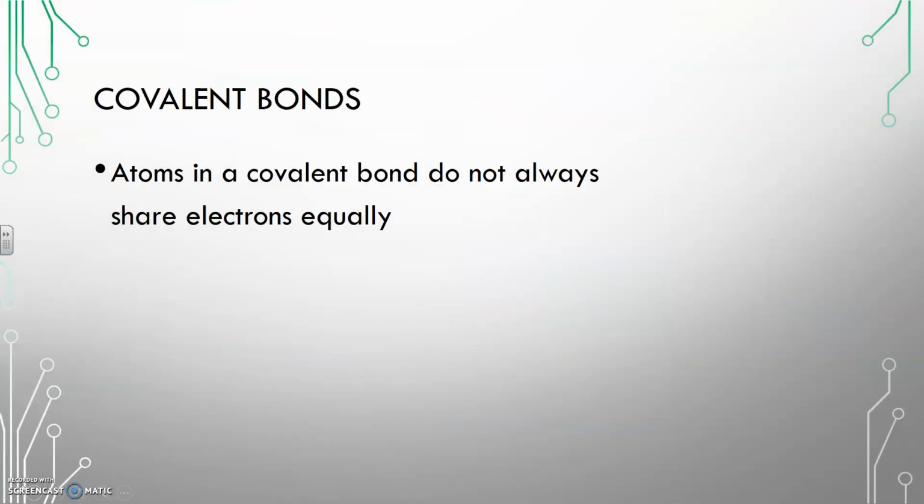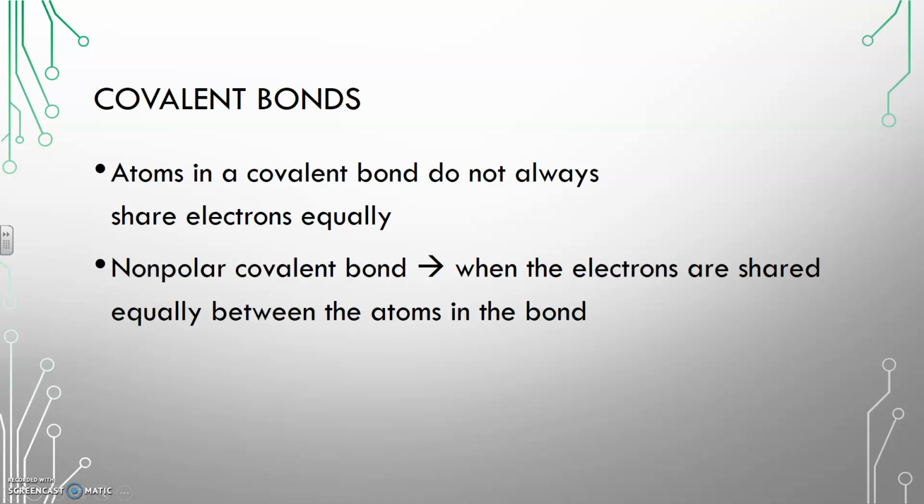Okay, so atoms in covalent bonds do not always share electrons equally, okay? Meaning that one atom will kind of take over the electrons more than the other atom. This creates what's known as a polar covalent bond. So nonpolar covalent bonds are when the electrons are shared equally or almost equally between the atoms in a bond. So you're going to have almost equal time with the 2 atoms. Okay, so the electron will move between the 2 of them almost perfectly evenly.